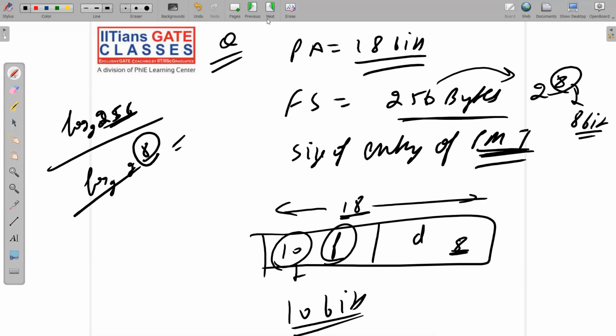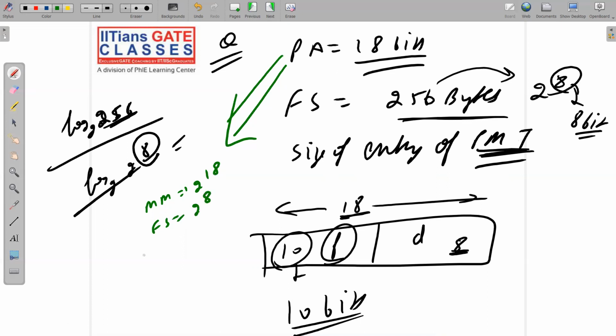Take the snapshot. I will jump to the next slide. Okay, and one more way is coming to my mind. Let me tell you that also. Another way is, since physical address is of 18 bits, I can simply reverse this. Let me take another color. So this green color means the second way to solve this question. Physical address is of 18 bits, so main memory size is 2 power 18. Just reverse it. Frame size is 256 bytes, that means 2 power 8 bytes.